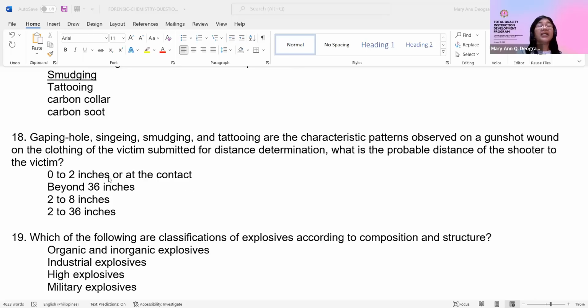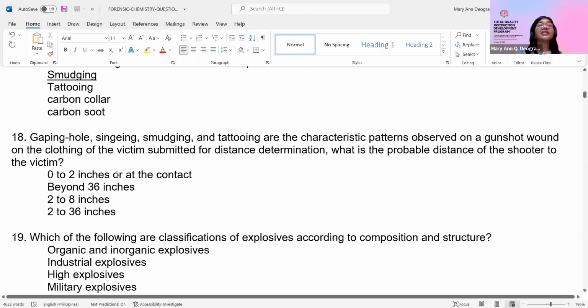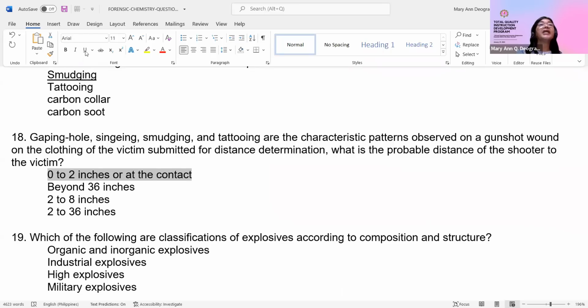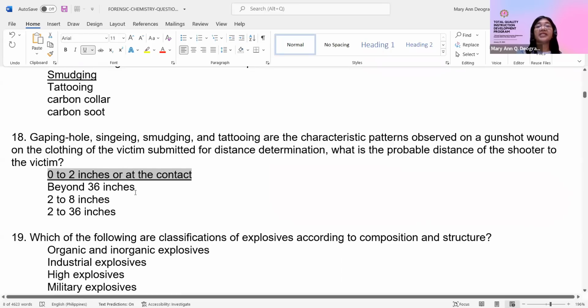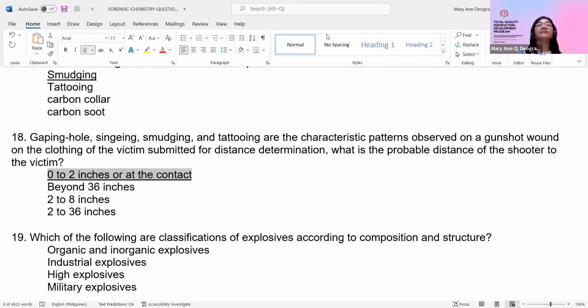Kasi lahat ng characteristic patterns, makikita natin dito. Okay? Pag beyond 36, can you still see any characteristic patterns? Meron pa ba tayong characteristic patterns pag beyond 36? Wala na. No, almost gone na yan. How about 2 to 8? Pag 2 to 8, ano yung nakikita nating characteristic pattern? Sige nga, type niyo yung sagot nyo dito.